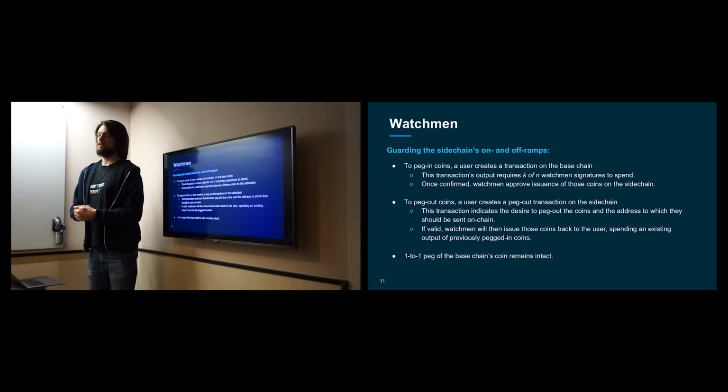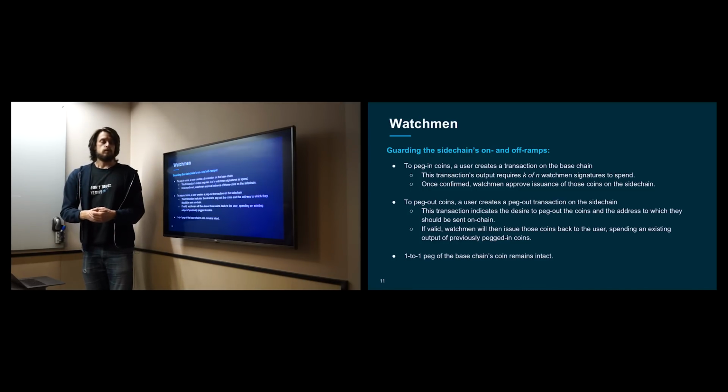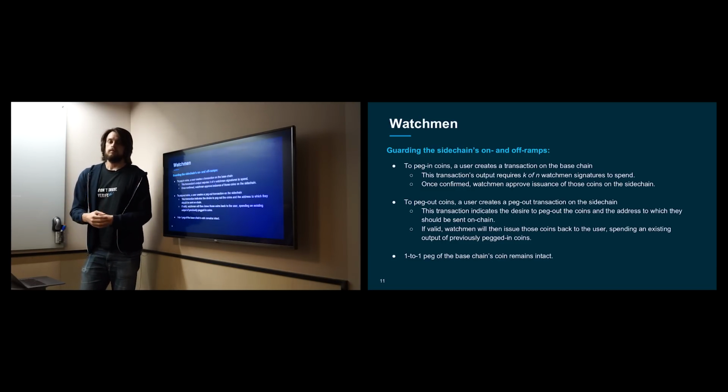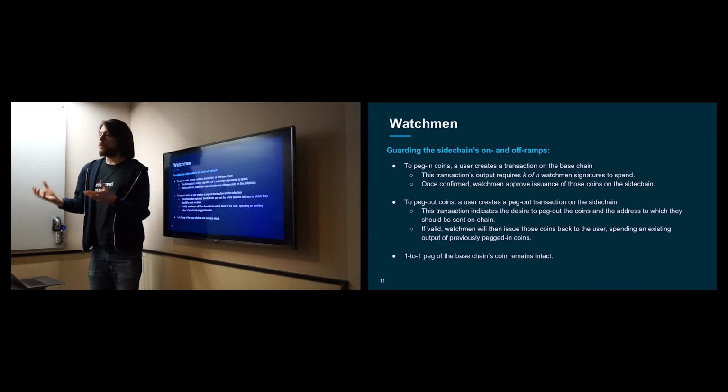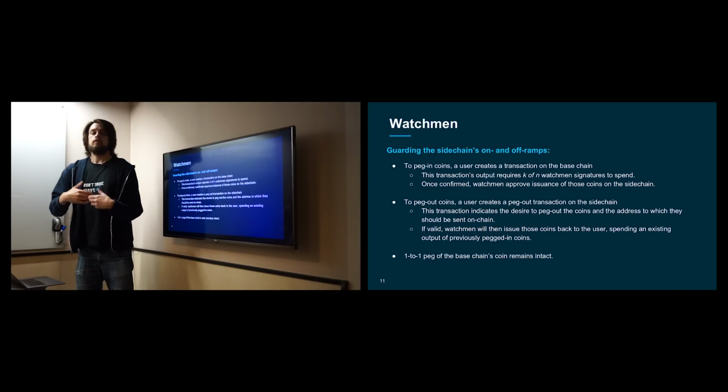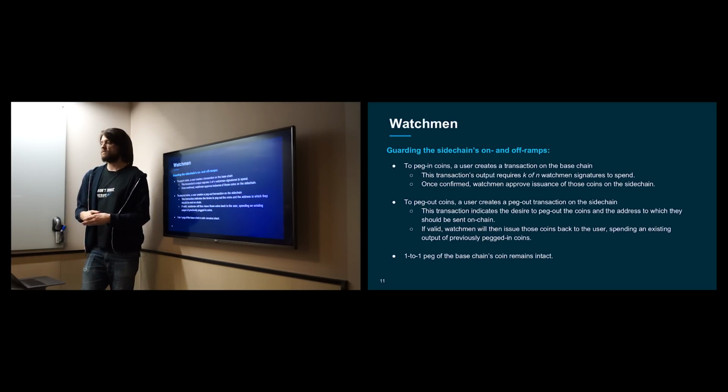And then for the reverse, if you want to peg out some coins, you create a special type of transaction on the sidechain that indicates your desire to peg out the coins, and then the Watchmen see it, and they will issue your coins back to you on the Bitcoin network from previously pegged in coins. So you can use this mechanism to maintain a one-to-one peg between Bitcoin and the sidechain. And this ensures that you don't have any inflation, and as long as the Watchmen are doing their jobs correctly, you've achieved a two-way peg.